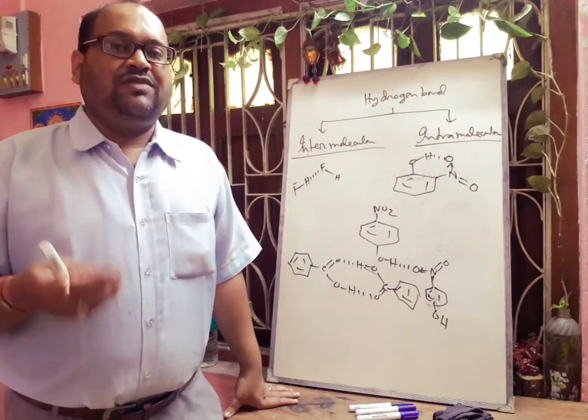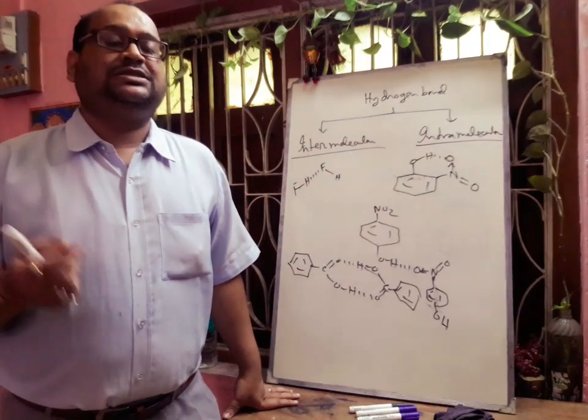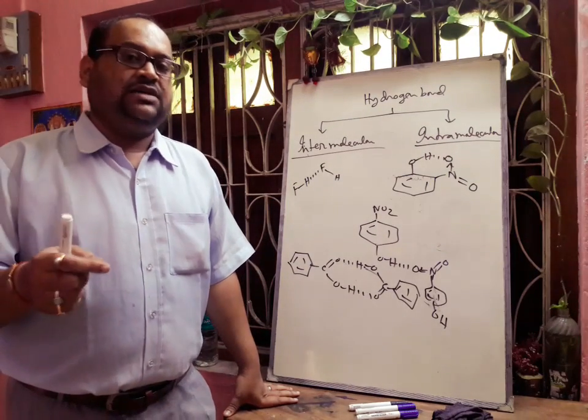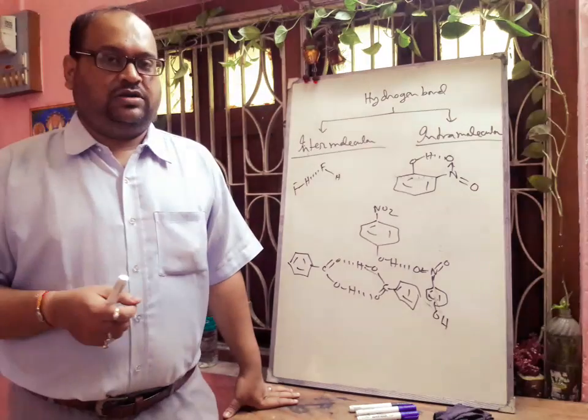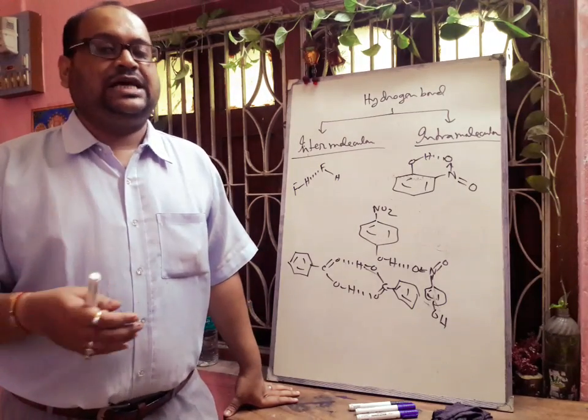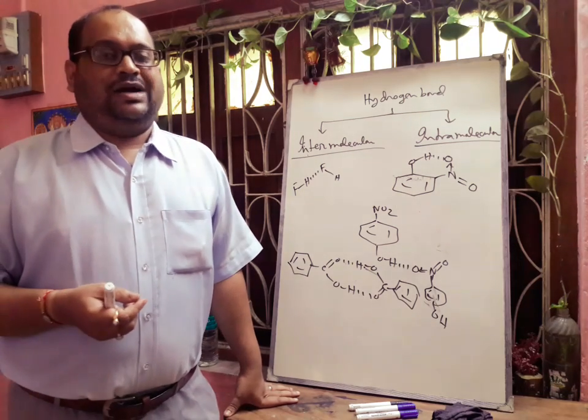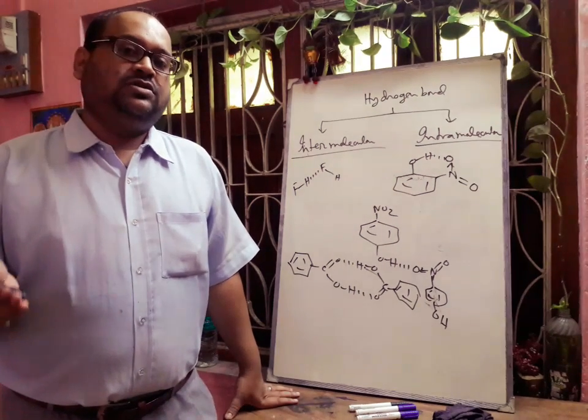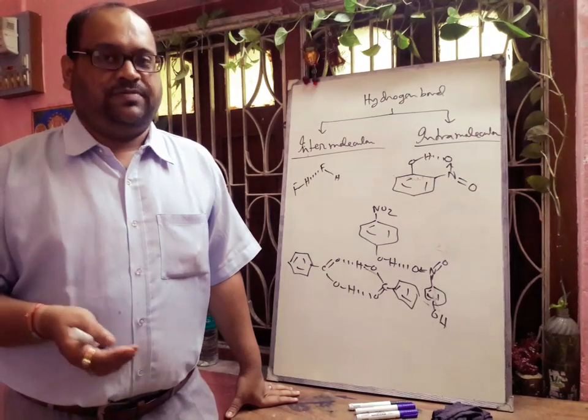Now glycerol is more viscous compared to water. Why? Because if we see the structure of the glycerol molecule, there are 3 OH groups. So there will be a greater extent of hydrogen bonding. That is why it is more viscous compared to water. So hydrogen bonding is also responsible for the viscosity of a compound.